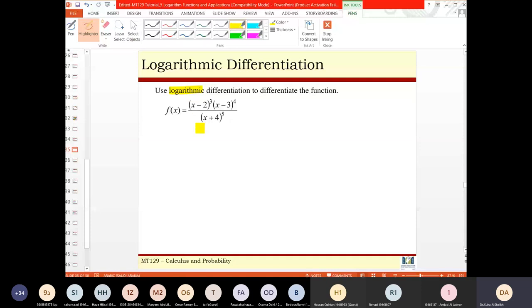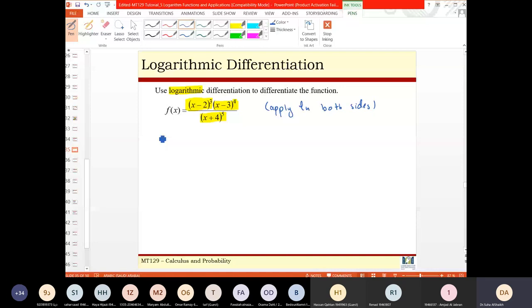And if you look at the function, it's a multiplication of a bracket to a power 3, a bracket to a power 4, divided by a bracket to a power 5. If I'm using the usual case, it will be a multiplication of two functions and then divided by a function. So it's a long solution. But I can apply the logarithm to both sides of the equation and then differentiate. So what do we do? We apply ln to both sides.